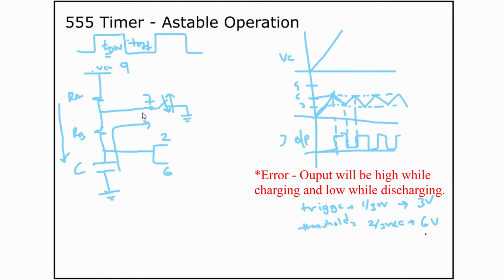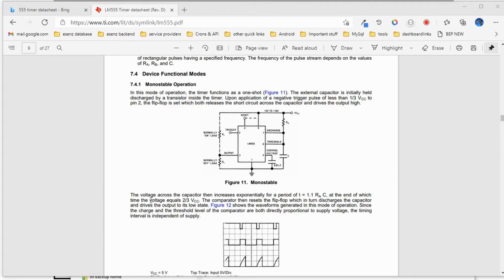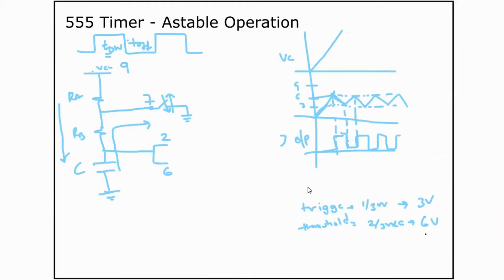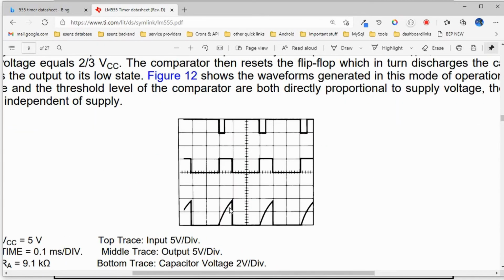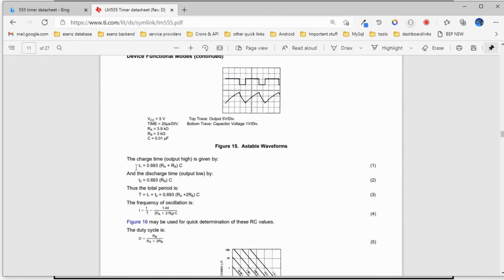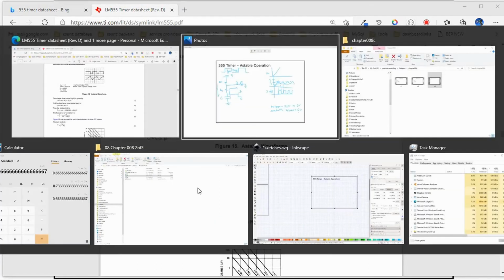Now let's check out the formulas associated with this. The voltage across the capacitor increases exponentially. I have drawn a straight line in my diagram, but it is not a straight line; it will take this kind of a shape. The charging time is 0.693 RC and the discharge time is 0.693 RC, where charging is RA plus RB and discharge is RB.